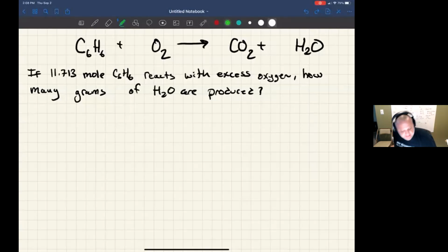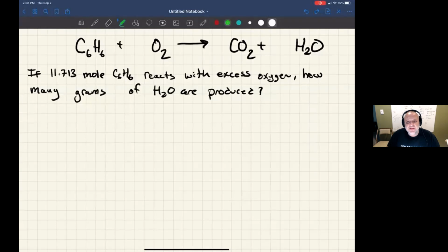Okay, this question asks you to balance an equation involving the combustion of benzene, C6H6. So let's go ahead and do that. I've got a situation here where I'm going to get into an even-odd problem with the oxygens. So I can approach balancing by starting with a 6 in front of the carbon dioxide on the product side.